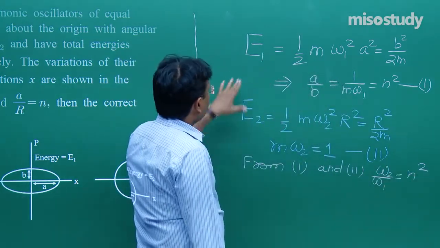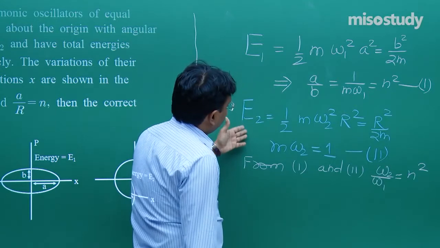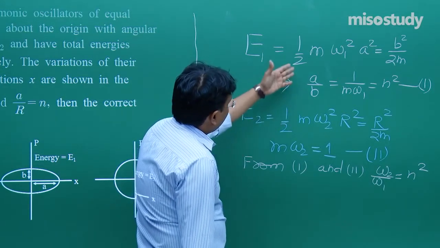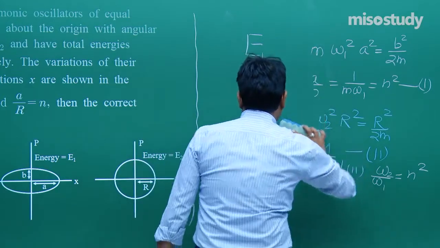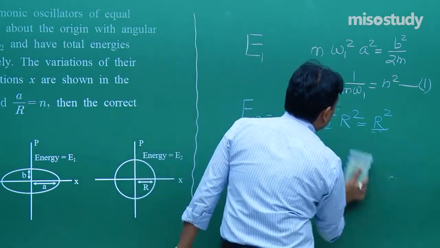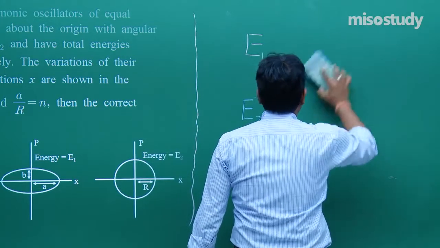Fine. Now use the values, E1 upon E2 is equal to omega 1 upon omega 2. So let me write down these values. I will not erase E1 and E2 because I have to put the values in these relations.